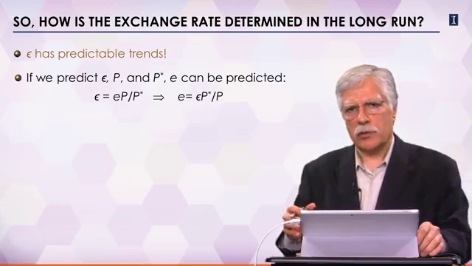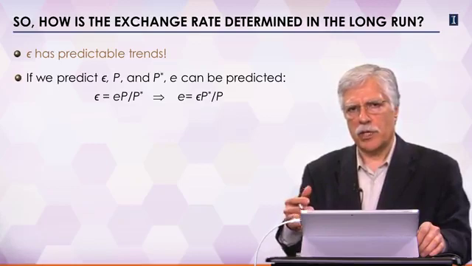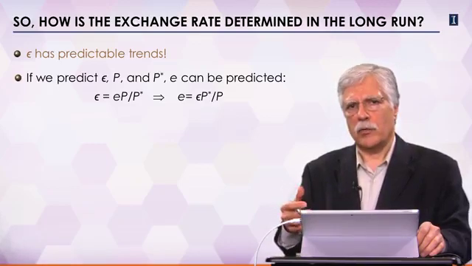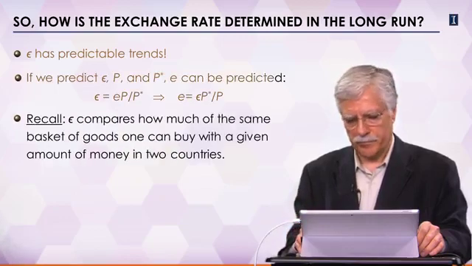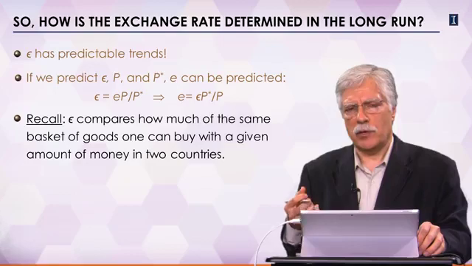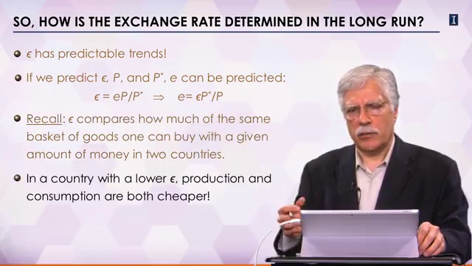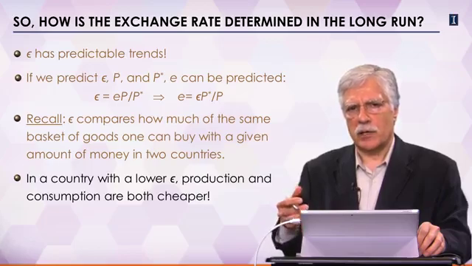I'm going to show you also that the model that we've developed sheds a lot of light on what has happened in the past and gives us some insights about where the exchange rate might be going in the future. Let me remind you that epsilon represents how much goods and services you can buy in one country versus another. That also reflects the ability of producers in an economy to produce their goods and services at a lower cost.